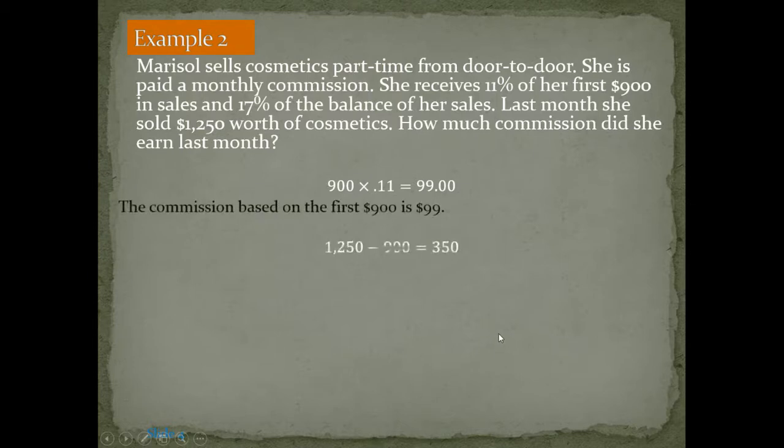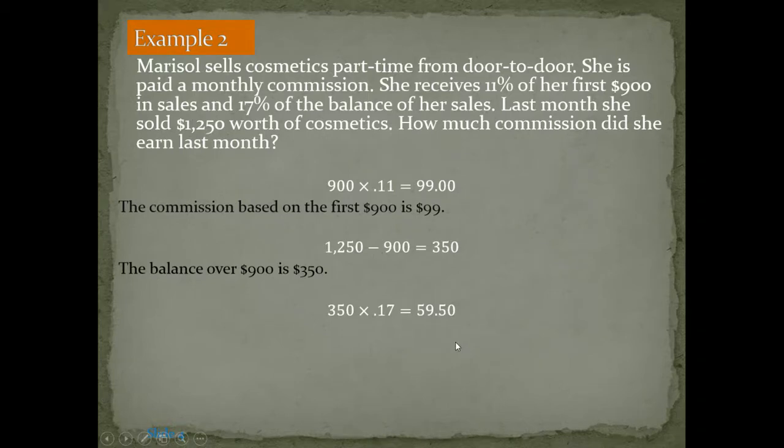Make sure you're writing these complete sentences because then you'll be able to describe what all these solutions actually mean. Then we need to subtract the $900 from the amount she actually sold last month, the $1,250. Once you do that, it equals $350. So now we're going to multiply the balance left over, $350, by that 0.7 to find how much she actually made with that 17% of the purchase, the amount she sold after the $900.